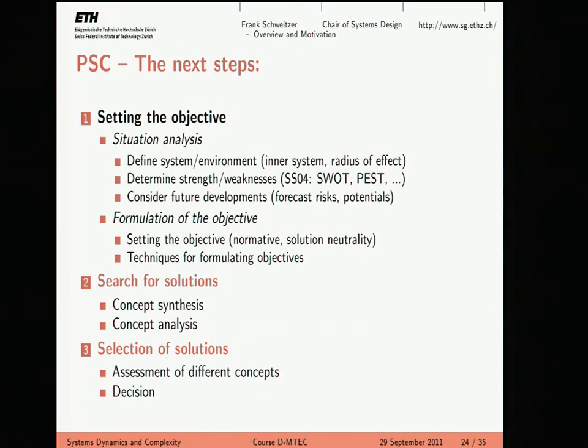Going back to this example with your boss coming and telling you that the profits are low and you should do something. After you've done this, hopefully you know, for example, that the profits are low because customers are not satisfied, and then you know that your objective is to, let's say, increase customer retention, for instance.